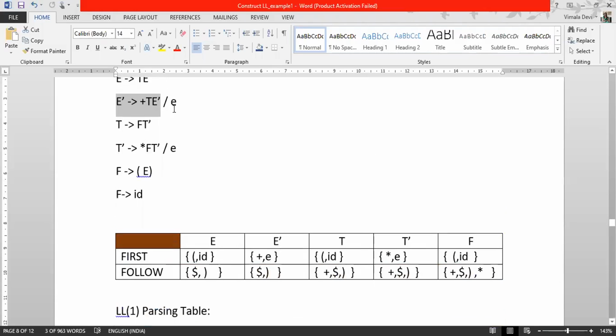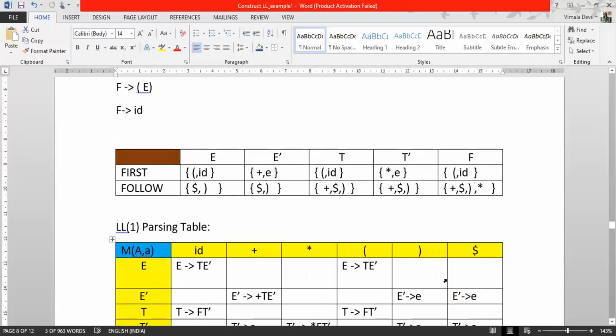There is a rule E' derives epsilon. Where to fill the rule? Because we don't have epsilon as a column. Epsilon cannot be treated as a terminal when you are filling the LL1 parsing table. So whenever there is an epsilon in the first set, go to the follow set. What is there in the follow set? Dollar as well as close parenthesis. So E', dollar and E', close parenthesis, you fill the rule E' derives epsilon.